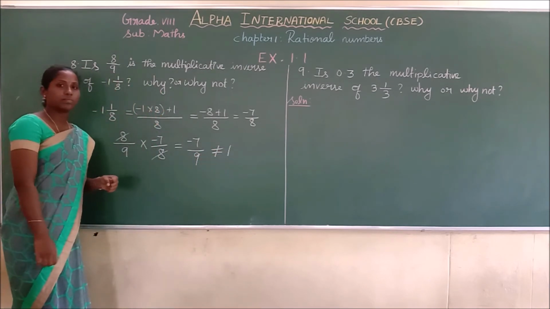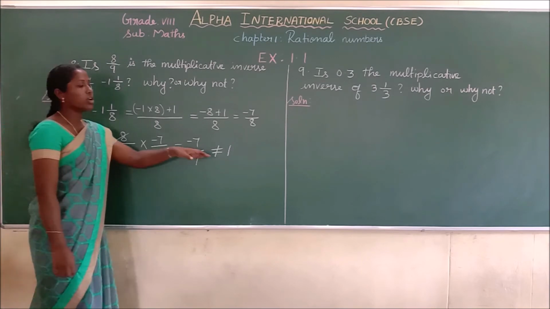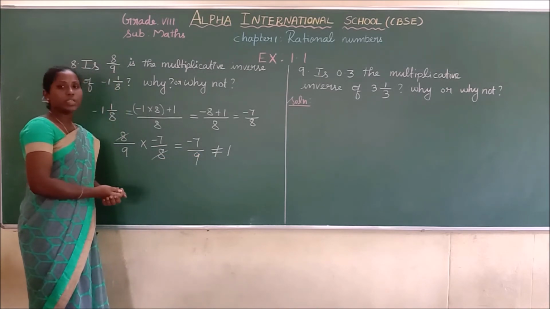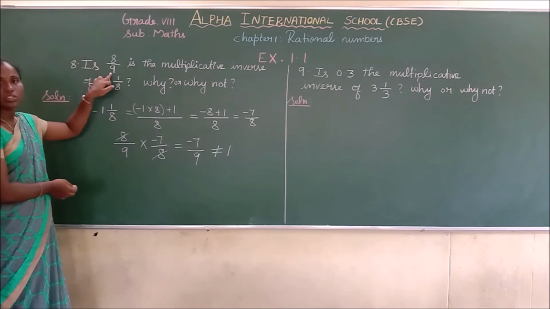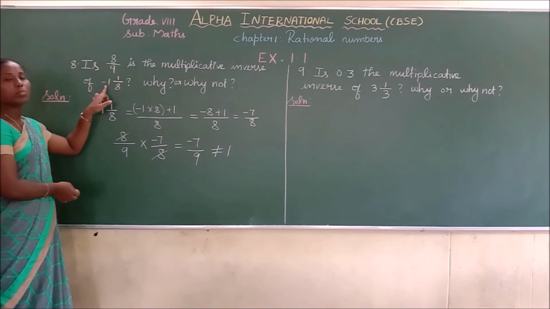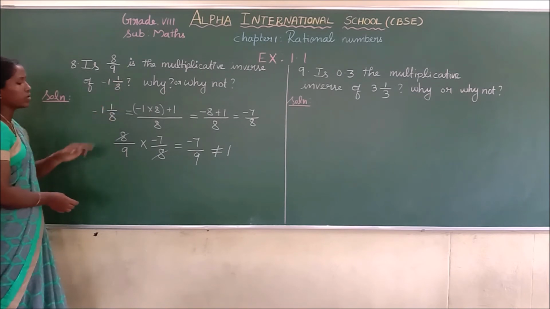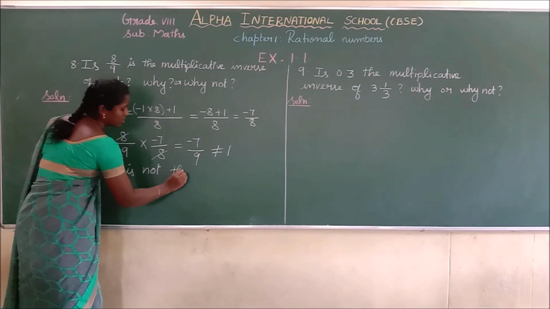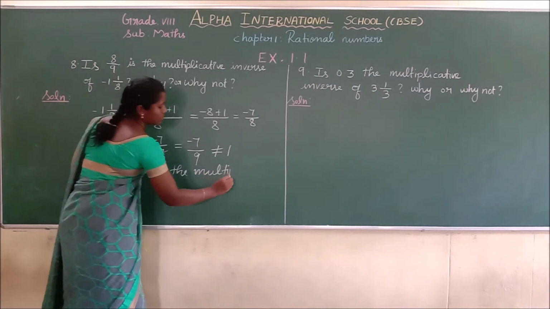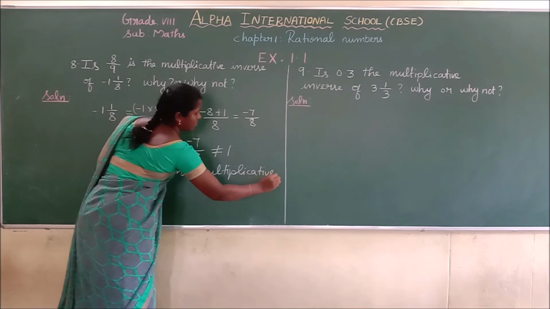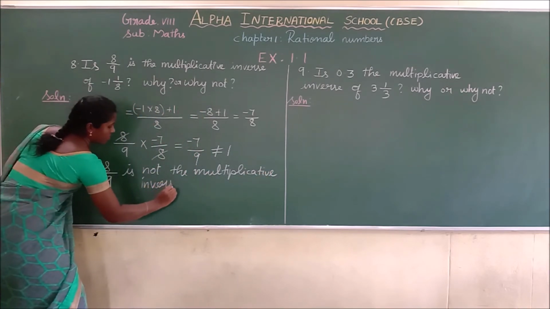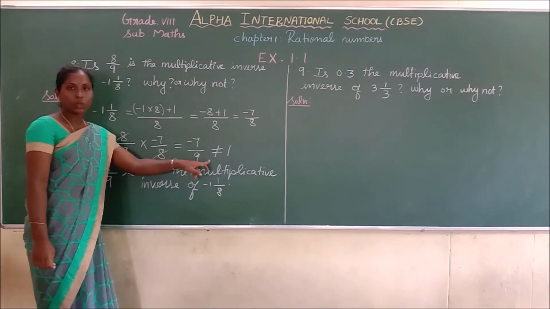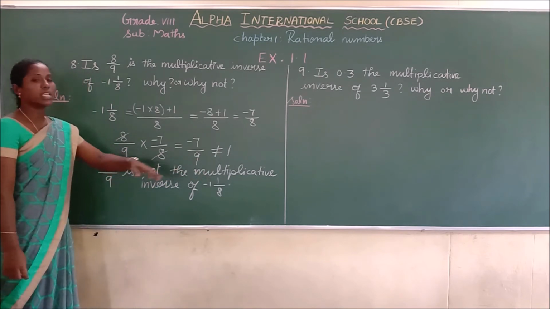So finally what can we say? We multiplied the given two numbers and got the result minus 7 by 9, which is not equal to 1. So they are not multiplicative inverses of each other. So we can say that 8 by 9 is not the multiplicative inverse of minus 1, 1 by 8. Because the result is not equal to 1, it is not the multiplicative inverse of the given number.